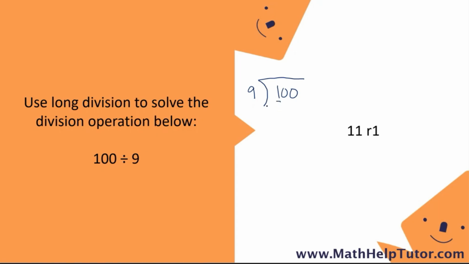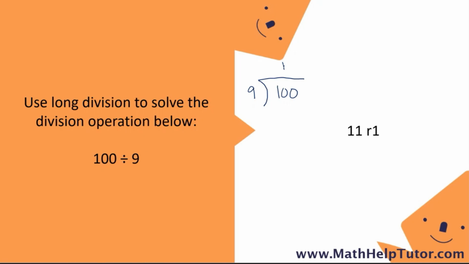But since we can't fit at least one 9 inside a 1, that means we have to choose 2 digits from the left. So now we can divide 10 by 9, or in other words, there is at least one 9 in a 10. So we're going to use 10. Next, we're going to divide 10 by 9, or how many 9s are there in a 10? And we know that there is one 9 in a 10. So we write the answer on top of the last digit of the digits that we used for the division. So we put 1 here.